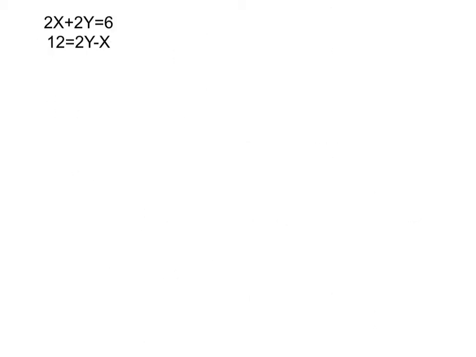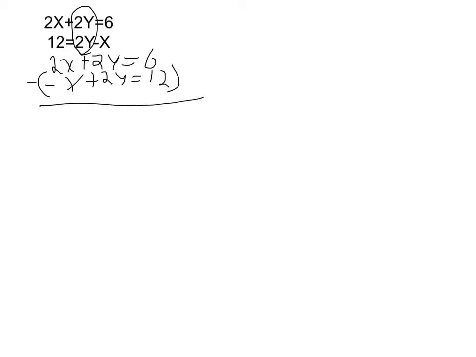Here is our second sample problem, and we'll be solving this with the elimination method. So for the elimination method, what you need to do is eliminate one of the variables. In both of the equations we have 2y. What I like to do is organize the equations so the variables are in the same spots. So 2x plus 2y equals 6, and then we have negative x plus 2y equals 12. So now we need to subtract this equation from this equation, because 2y minus 2y equals 0, and we need to subtract a variable, so we will subtract y from this equation.